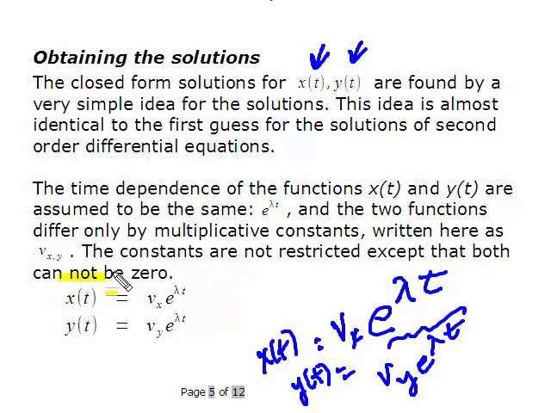Okay, here's x(t). It is some constant, which I'm going to call v_x, times e to the lambda t. Here's y(t). It has the same time dependence, e to the lambda t, but it's multiplied by a different constant, v_y. The constants v_x and v_y are not determined right now, and they're really not restricted except that both cannot be 0. If they're both 0, of course, we have absolutely no solution.